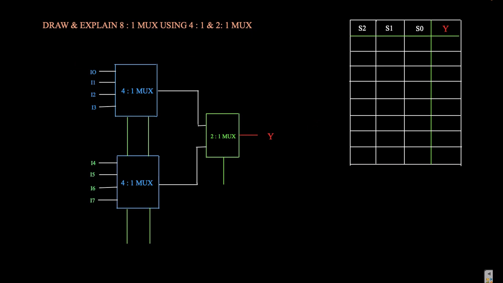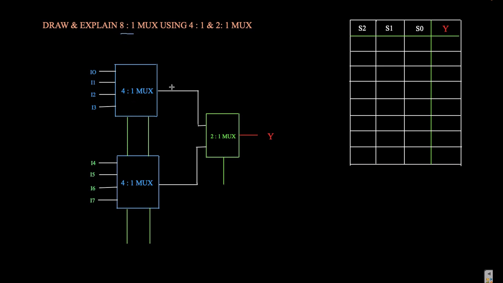Now just erase it. It will take less time if I draw this circuit previously, so I have previously drawn this circuit. Here 2 4:1 MUX are taken and 1 2:1 MUX is taken. There are 2 select lines and 4 input lines for each of these 4:1 MUX, and 1 output, and for the 2:1 MUX there are 2 input lines and 1 select line. Now we have to make the 8:1 MUX.